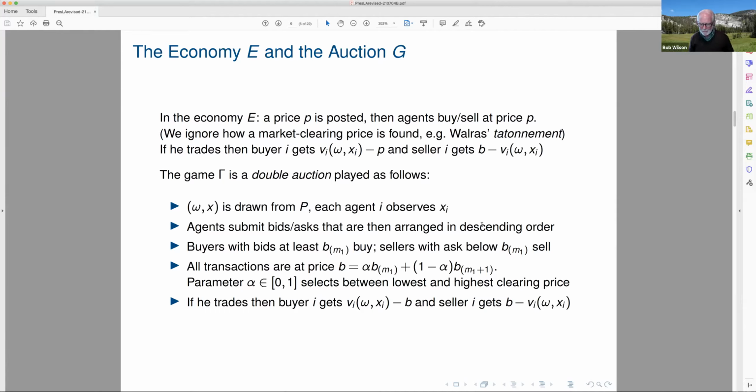I notice there's a B in here. It's supposed to be a P. The seller gets the price P. So the auction game is a double auction, and of course it just has the standard rules.